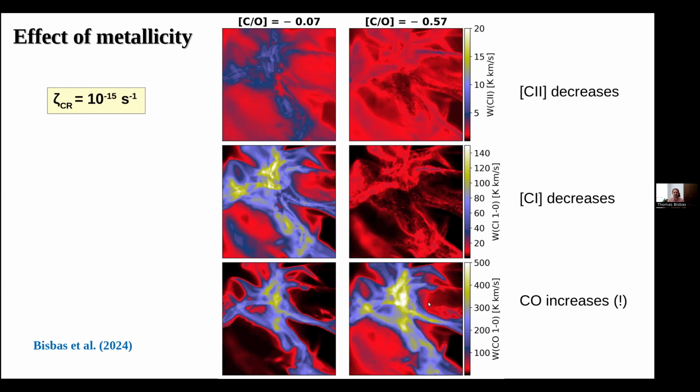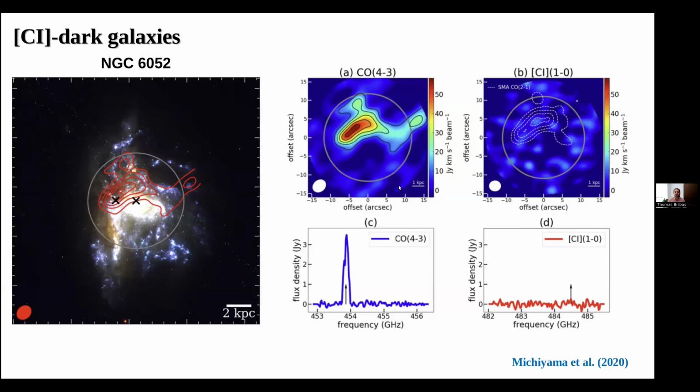So the prediction here is that we will have a condition where the galaxy or the cloud will be CO bright but C1 dark. And actually, this is what we have seen recently in a paper published by the group of Michiyama in 2020. So this is NGC 6052. It's a nearby galaxy that is actually a merging system. So we have 2 galaxies that merge, and we observe them during this merging process. And the star formation rate is elevated, around 20 solar masses per year.